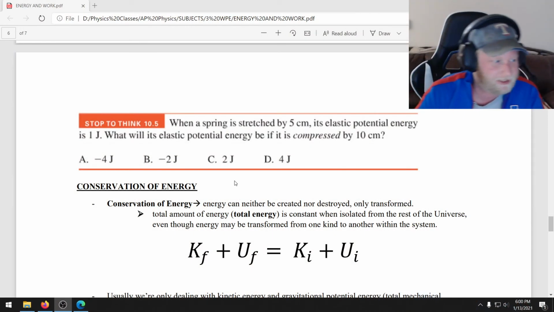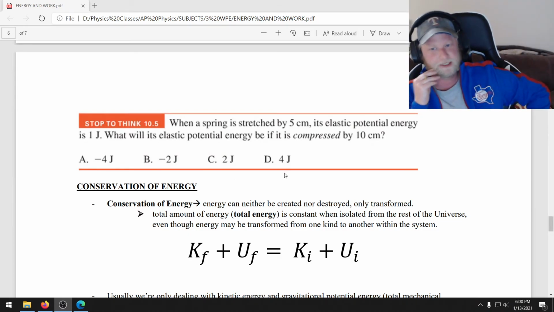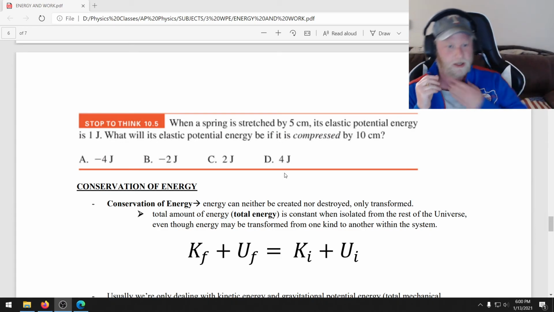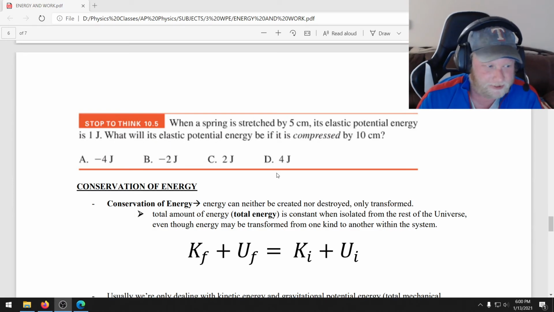Now lastly, take a look at Stop to Think 10.5. We've got a spring that's stretched by 5 centimeters, and its elastic potential energy is 1 joule. What will be its elastic potential energy if it's compressed by 10 centimeters? So take a few minutes, pause the video, and see if you can figure that out.